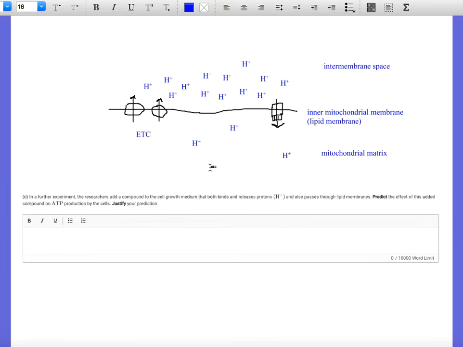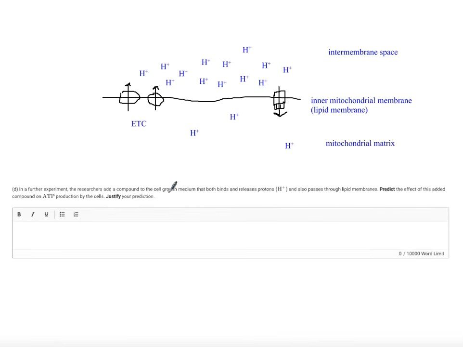So basically, this is the situation that you're supposed to have in your head when you're trying to answer this question. What I see here is, you're adding a compound that both binds and releases protons and is going to pass through the lipid membrane.